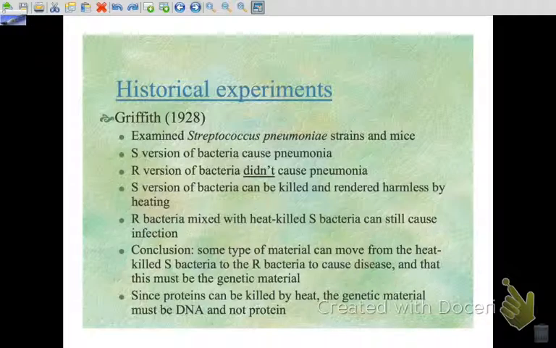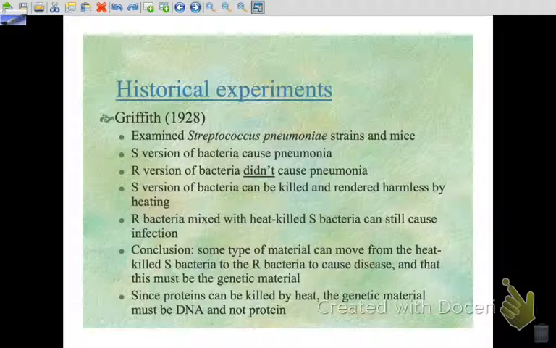Then he decided, I don't know what made him decide this, but he decided to mix that heat killed version of bacteria with the R bacteria, the non-lethal version. And what he found when he injected in the mice, that it actually caused pneumonia and killed the mice. So he found that was strange. And he concluded that there was some type of material, some genetic material, that was transferred from the S version, the lethal version, to the R version, causing that R version of bacteria to become the lethal bacteria and killing the mice.